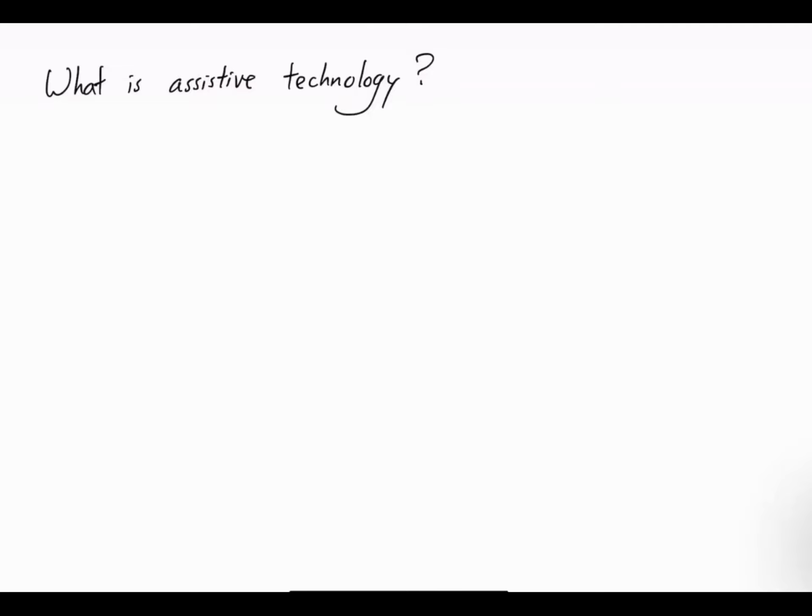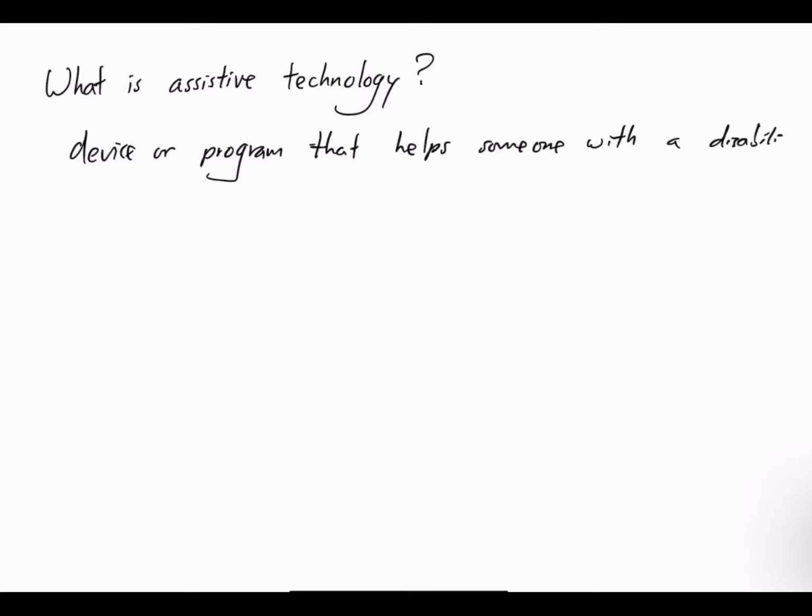So the first question that we're going to have to tackle is, what exactly is assistive technology? In short, assistive technology is a device or program that helps someone with a disability increase, maintain, or improve their functional capabilities.